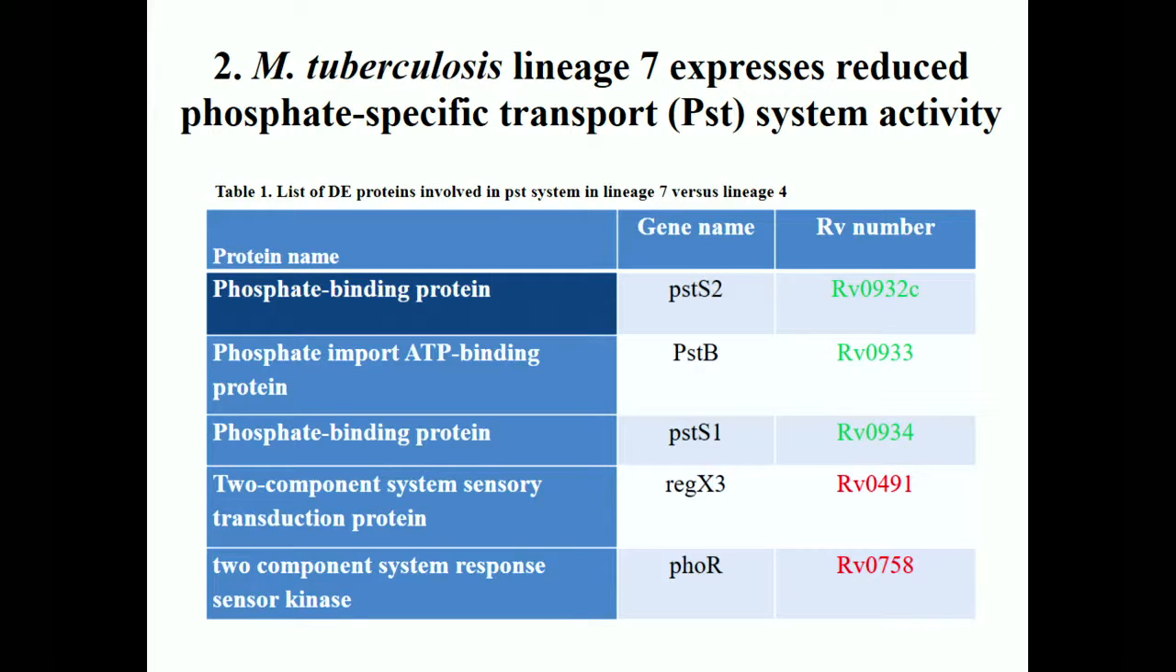The other interesting finding is that we found downregulation. Lineage 7 showed downregulation of phosphate binding proteins, which are involved in phosphate uptake. As you all know, phosphate is an essential component of DNA, RNA, ATP, and it's involved in several metabolic processes. So the downregulation of these phosphate binding proteins in lineage 7 may affect the phosphate-specific transport system activity, and that will lead to phosphate depletion in lineage 7.